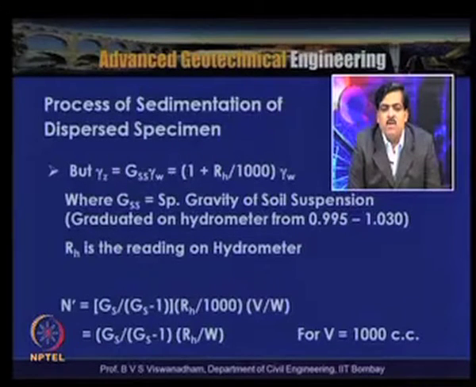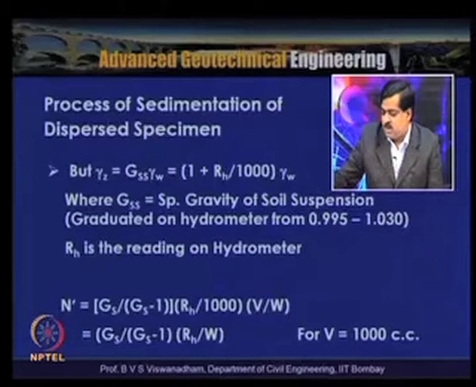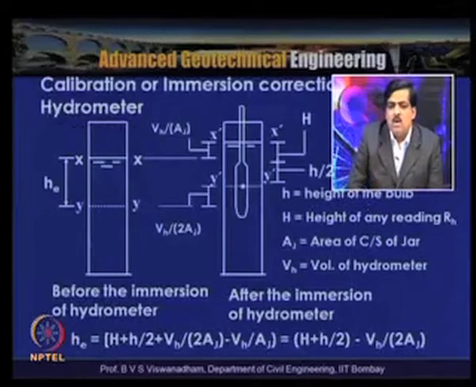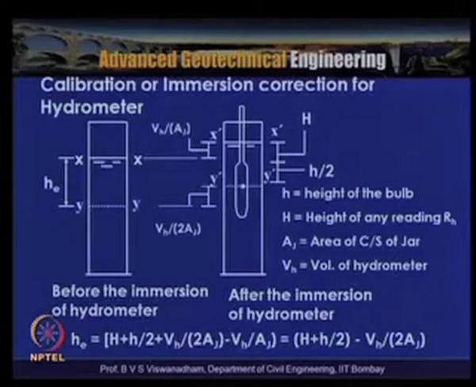This is simplified further for an initial volume of 1000 cc of soil suspension, where we get n dash as Gs by Gs minus 1 into RH by W. W is the weight of the dry solids taken for the dispersion analysis or sedimentation analysis. And as we keep the hydrometer in from time to time, it is required to perform immersion corrections.